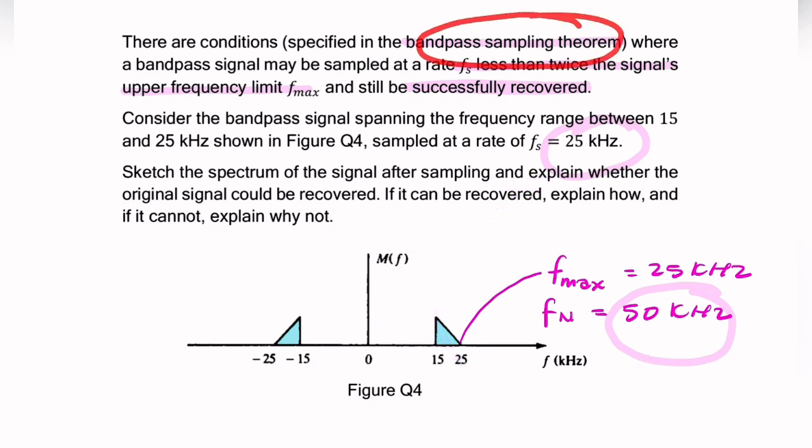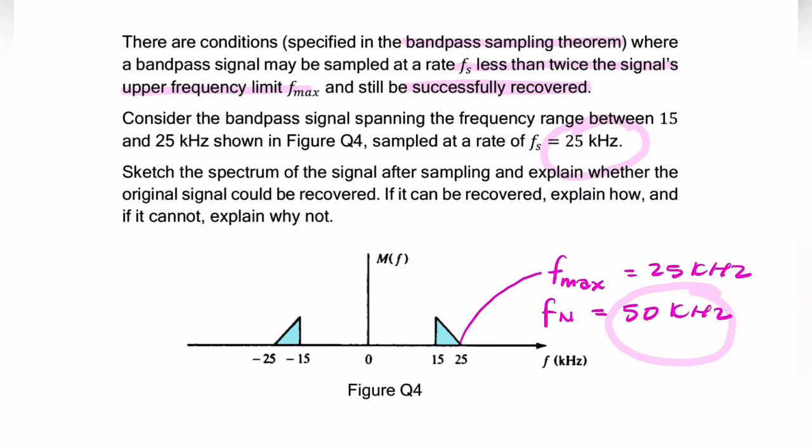But the bandpass sampling theorem allows for successful recovery of signals that have this kind of a gap, where there's effectively no signal in this region here between 0 and 15 kilohertz. So the question is saying, consider this and look at the signal after sampling and tell whether or not we could recover the original signal after undersampling. So we're going to sample at 25 kilohertz and see what the spectrum would look like.